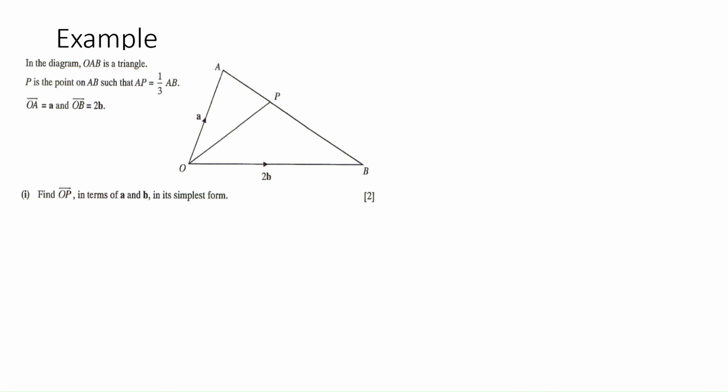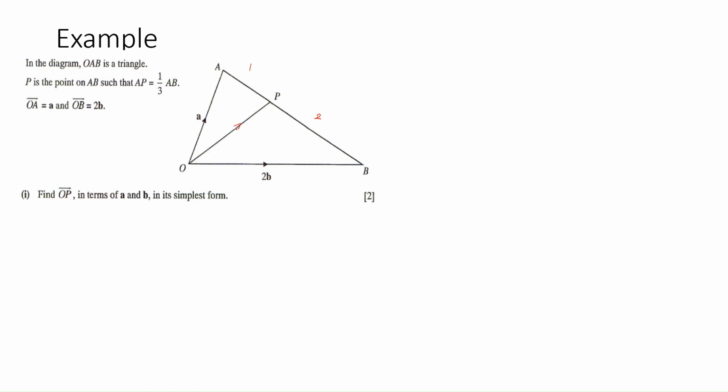Now, in the diagram, OAB is a triangle. P is a point on AB such that AP is equal to 1/3 AB. Now, AP is 1/3 AB. So if this is 1, this would be 2 because it's 1/3 the whole thing. So the ratio of here to here is 1:2. So the whole thing is 3. OA is A, OB is B. Okay, fine. Find OP in terms of A and B.